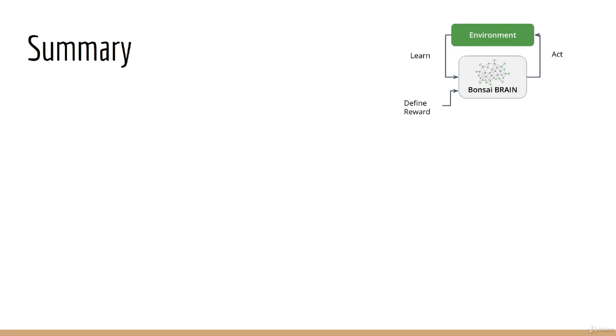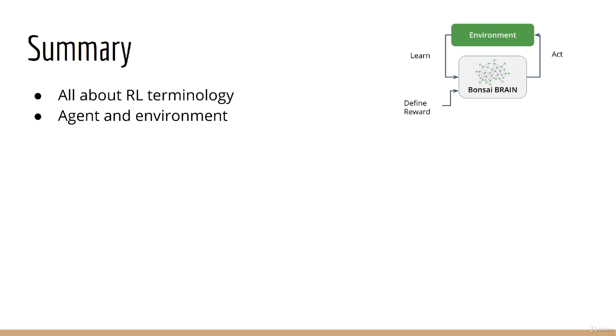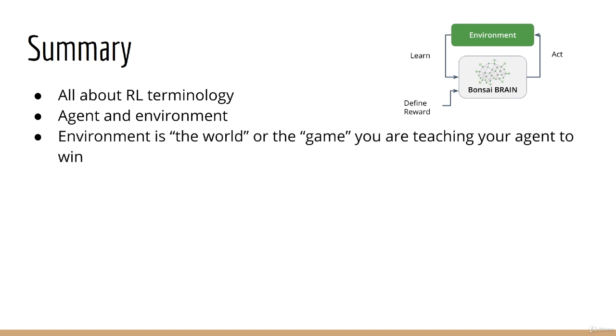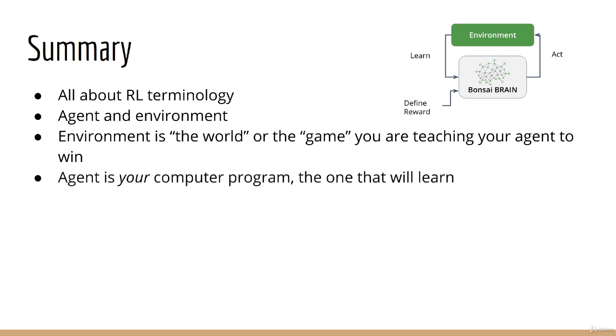Since this lecture was quite long, let's summarize everything we learned. This lecture was all about defining some reinforcement learning terminology to help us in our discussion of reinforcement learning. First, we define the terms agent and environment. You can think of the environment as the world, or whatever computer game you are teaching your agent to win. You can think of your agent as your computer program, the one that does the learning. Next, we define the term episode. This is like one round or one match of a game.